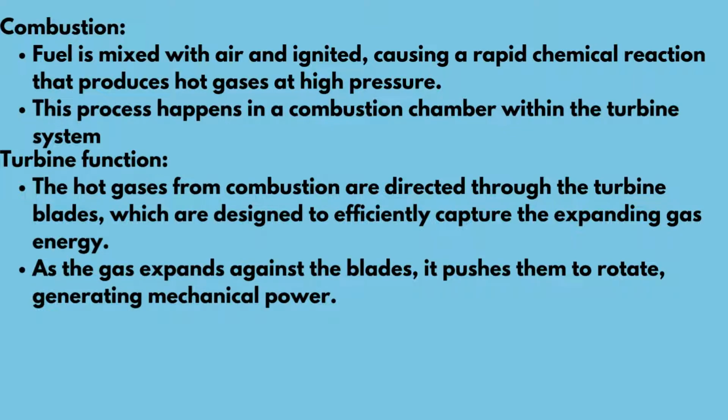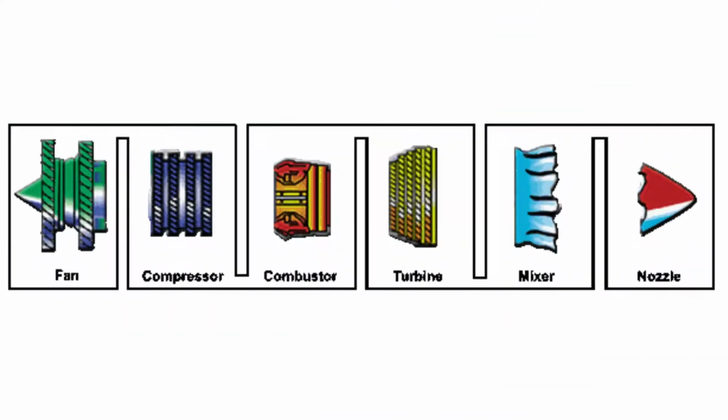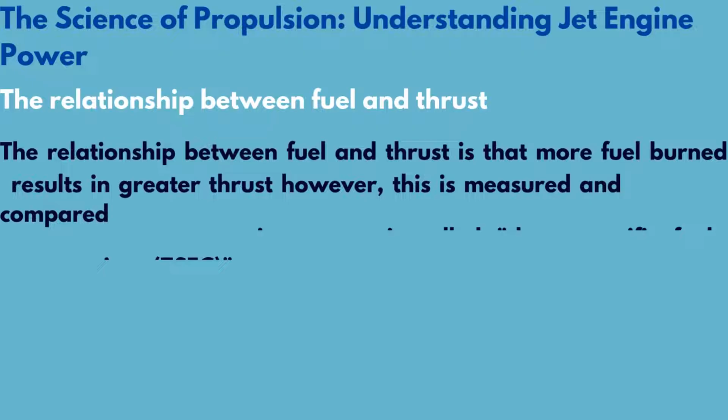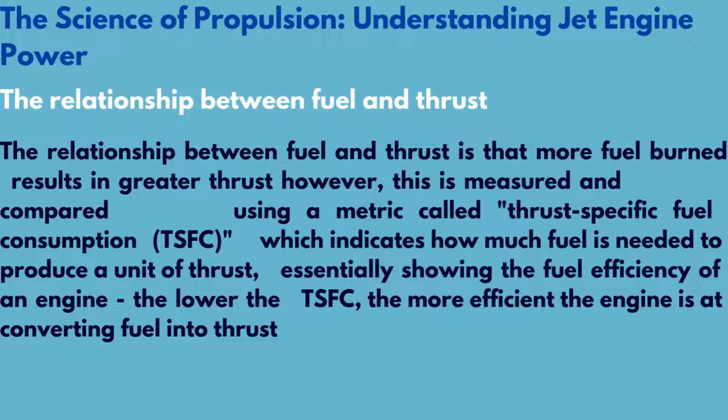Combustion. Fuel is mixed with air and ignited, causing a rapid chemical reaction that produces hot gases at high pressure. This process happens in a combustion chamber within the turbine system. Turbine function. The hot gases from combustion are directed through the turbine blades, which are designed to efficiently capture the expanding gas energy. As the gas expands against the blades, it pushes them to rotate, generating mechanical power.